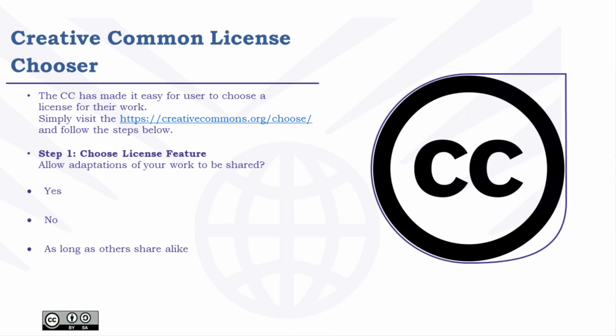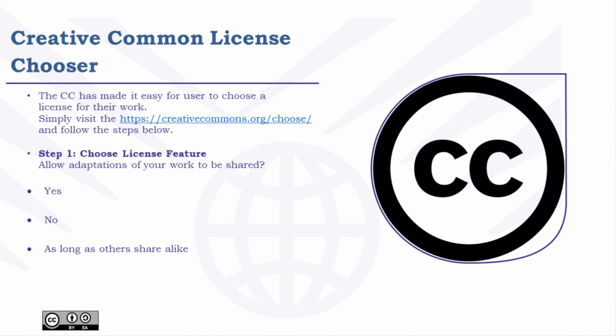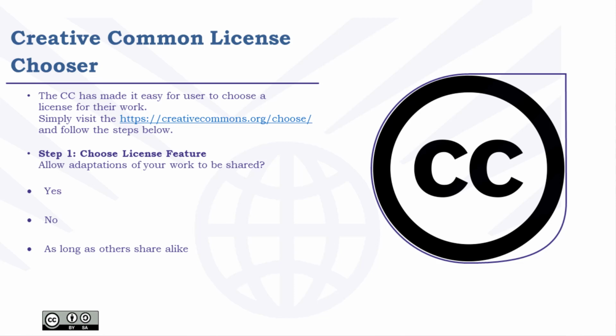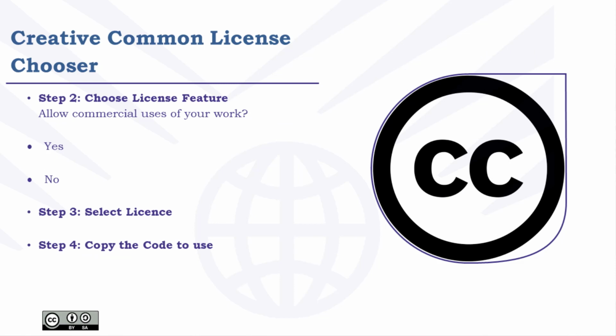Now, how do we use Creative Commons license and how do we choose a Creative Commons license? Creative Commons have actually made it easy for us to choose a license for our work. Simply visit the website on your screen and follow the steps below. The first step is to choose a license feature, which is allow adaptation of your work to be shared. So you can either choose yes, no, or as long as others share alike. The second step is choose license feature, which is allow commercial use of your work. It can either be yes or no.